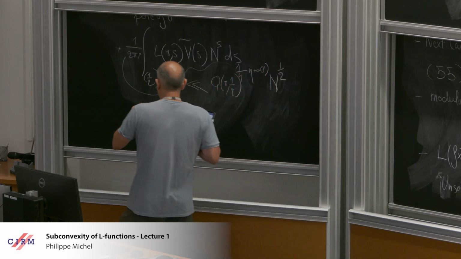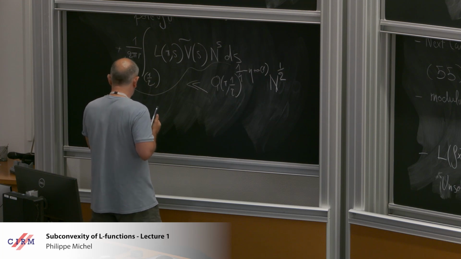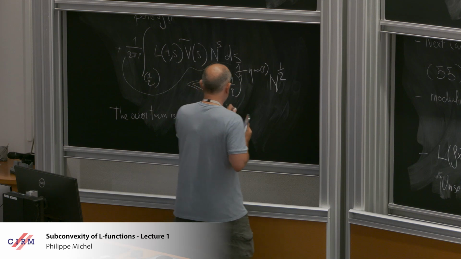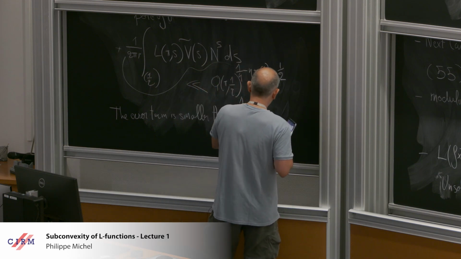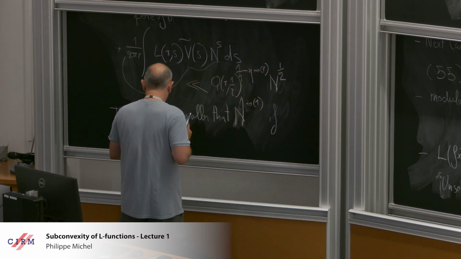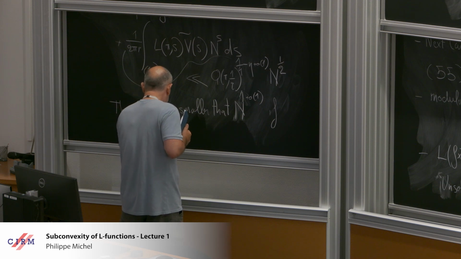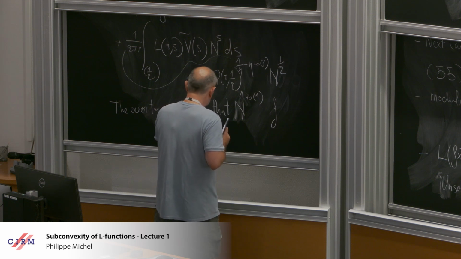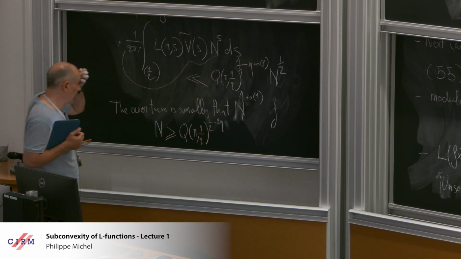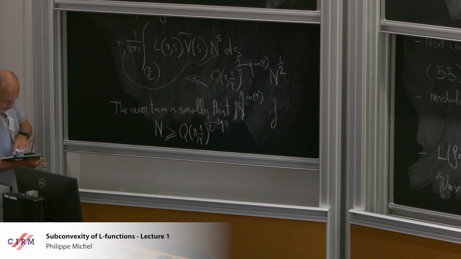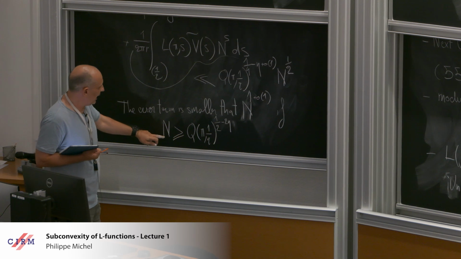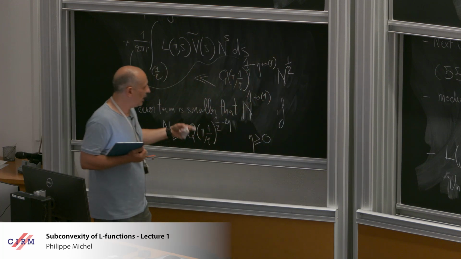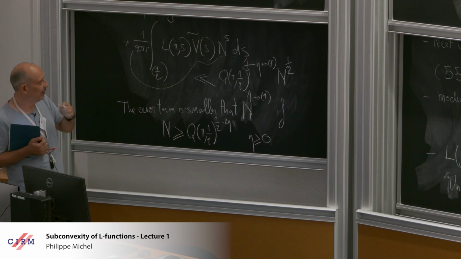And then you see that the error term is smaller than the main term, N to the 1 plus little o of 1, if N is sufficiently large, if N is bigger than Q(π) to the 1/2 minus 2η plus something like this. If N is sufficiently large, a bit bigger than that, η is what measures your capacity in solving the subconvexity problem in this aspect.